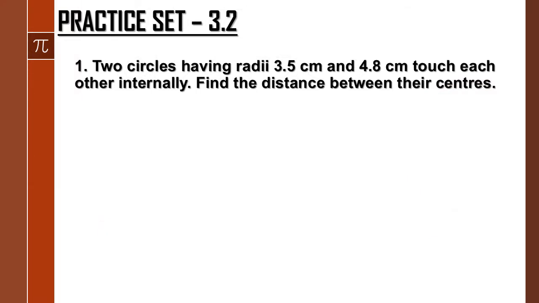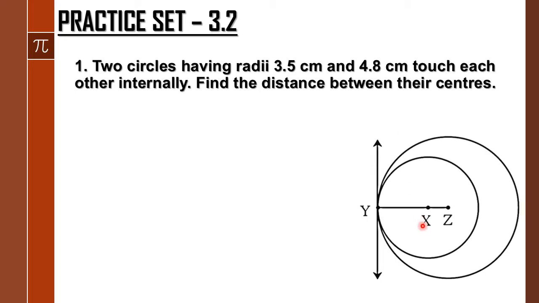So this is the first question in your practice set. Two circles having radii 3.5 centimeters and 4.8 centimeters touch each other internally. Find the distance between their centers. Whenever you get such a question, it would be preferable if you draw a diagram and then find the answer, because once you draw the diagram, the concept is really simpler. Internally means this is how these circles will look. So make a rough diagram.